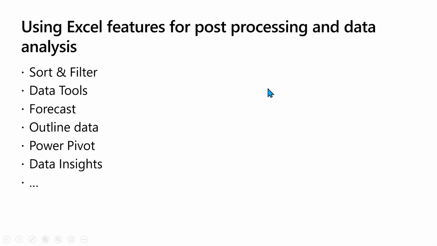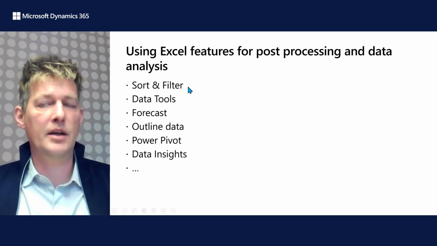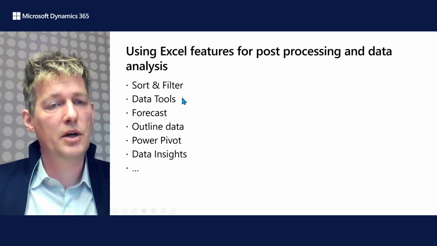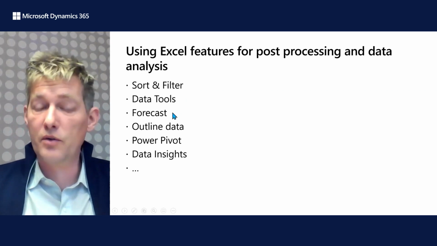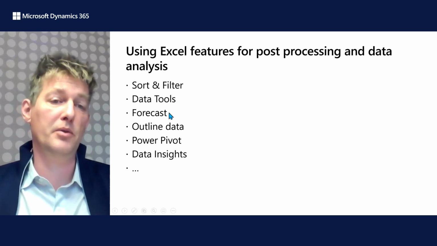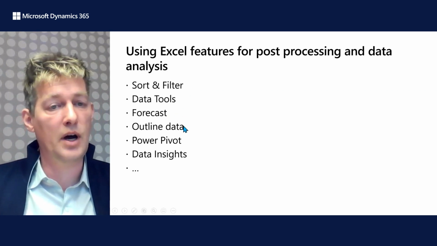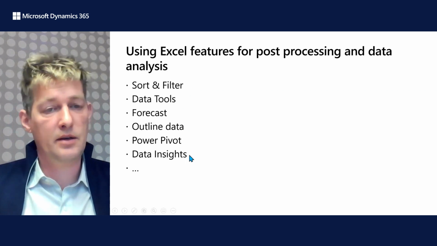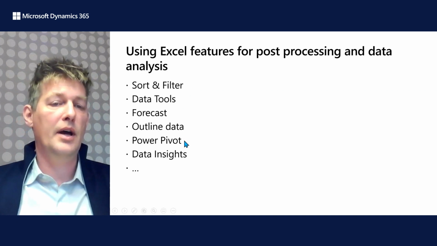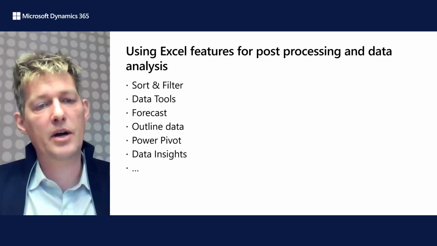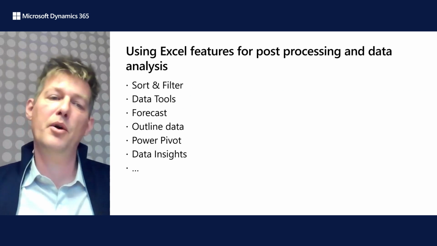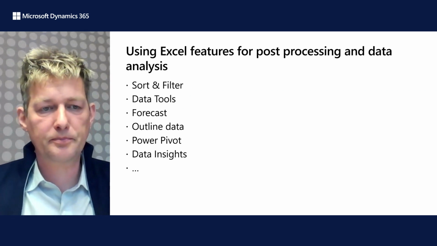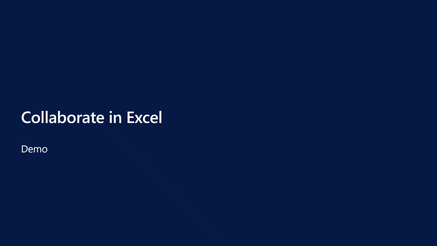Yeah, so some examples of post-processing and data analysis features in Excel. Sort and filter, probably more not on the raw data set, but more on any generated tables you might do. Data tools, if you have data that is applicable for that, you can do forecasting, you can do outlines, and the data insights I just showed you there. And even Power Pivot, you can start playing around with that report data set and merge it with external data sources. Another set of things you can do once you have that report in Excel is collaboration.